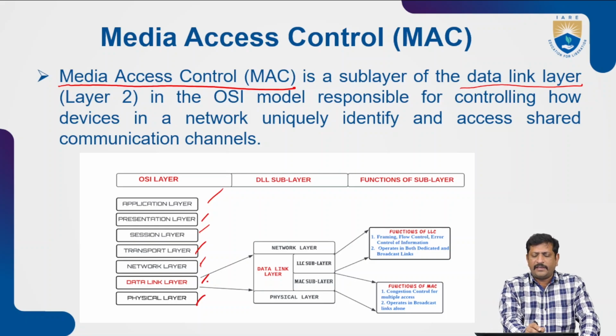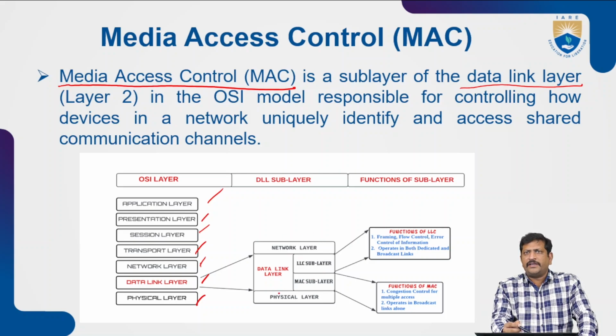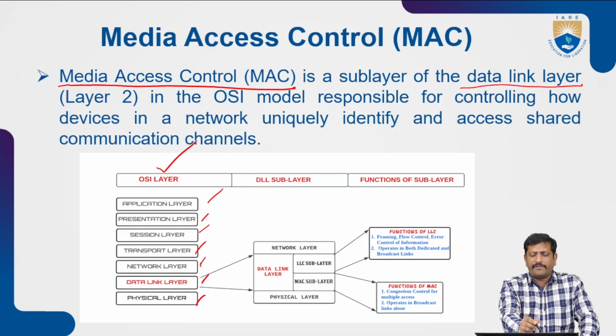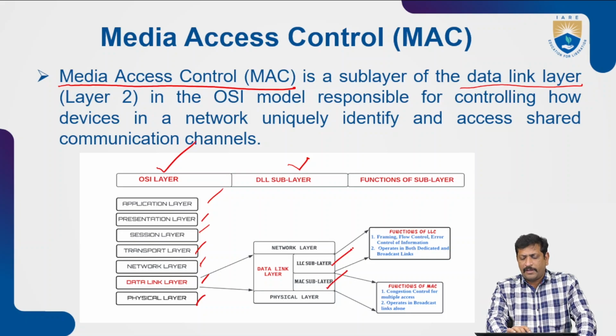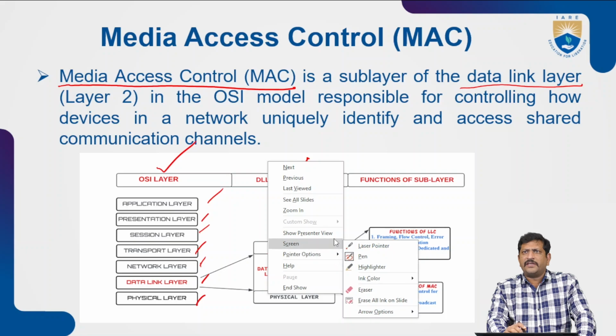This is the data link layer, which is placed in the OSI reference model. These are the data link layer sublayers. The data link layer has 2 sublayers: one is the LLC sublayer and the second one is the MAC sublayer. Above the data link layer, the network layer is present. Below the data link layer, the physical layer is present.